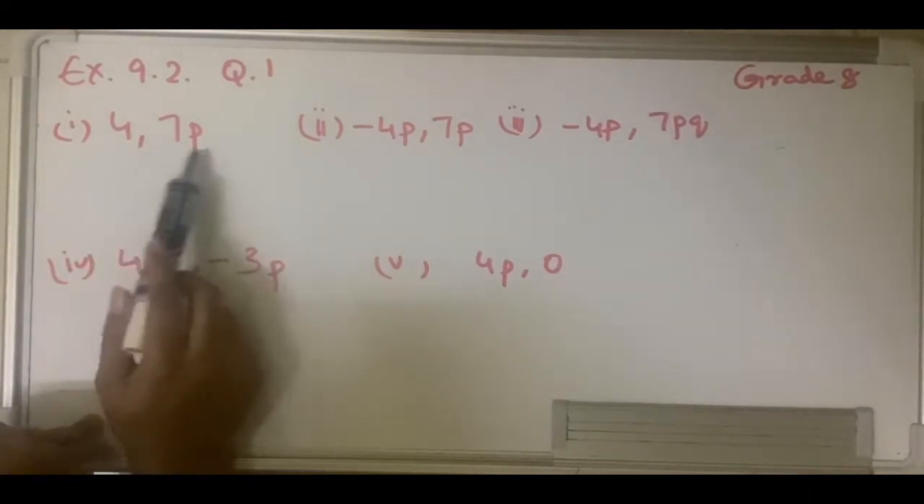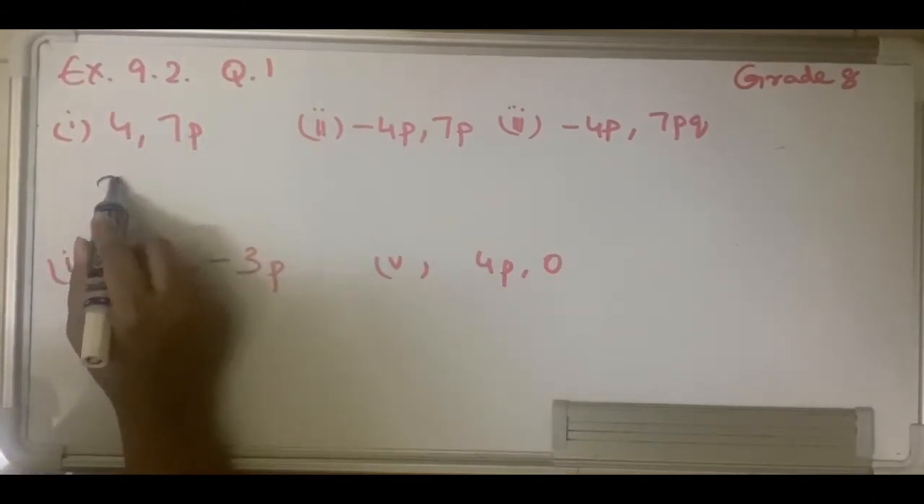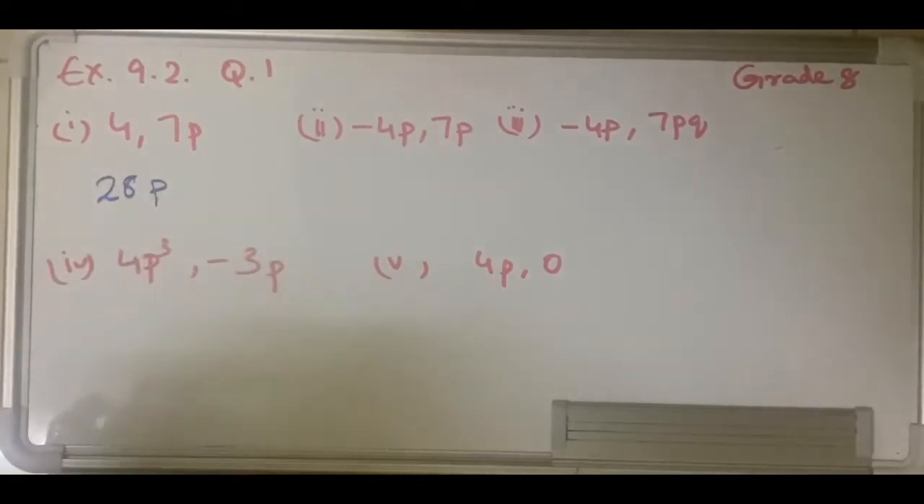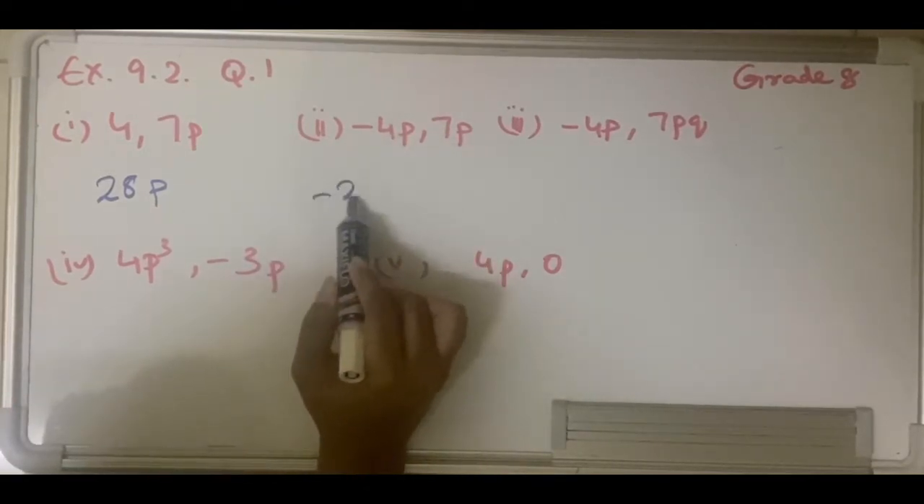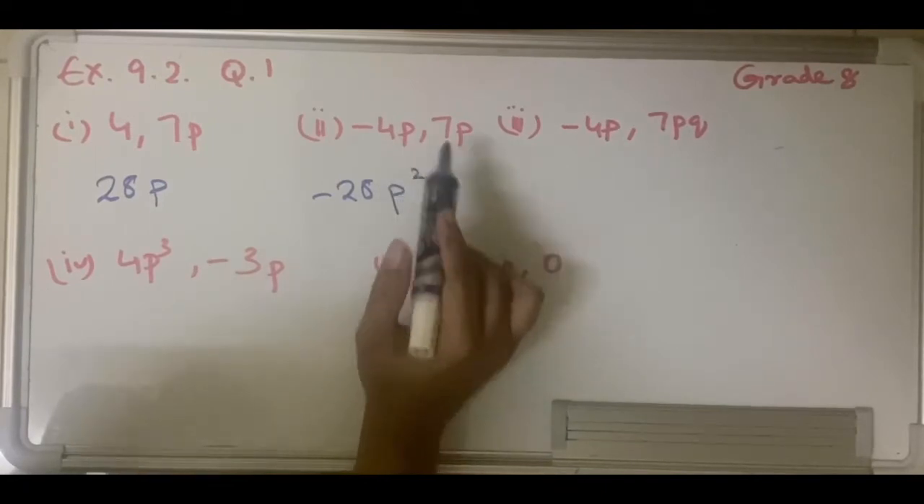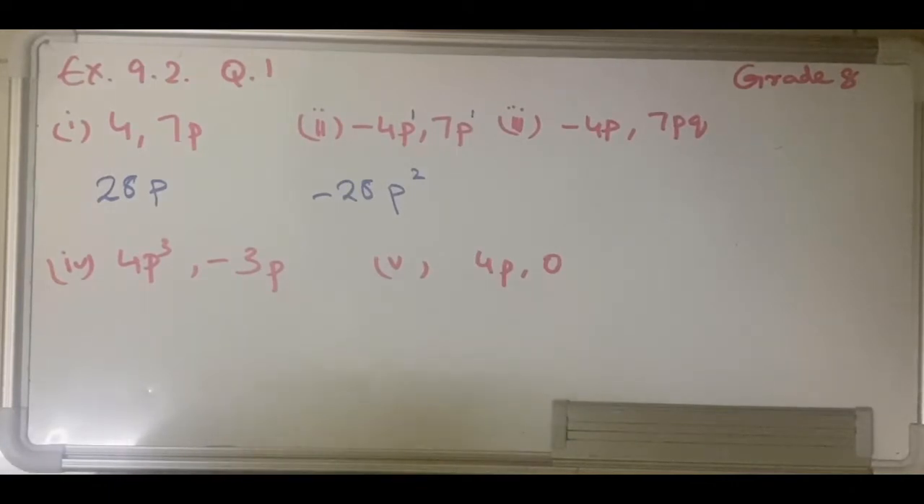So when you are multiplying 4 and 7p, you know that first you multiply the numbers. So 4 times 7 would be 28 and p times 1 would be p, because you don't have any other variable, right? Here it will be minus 4 times 7 would give you minus 28 and p times p will give you p square, because we have p raised to 1, p raised to 1, right? So p raised to 1 plus 1, which is p raised to 2.